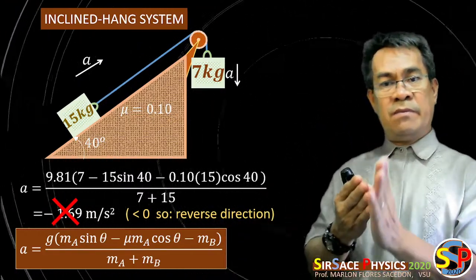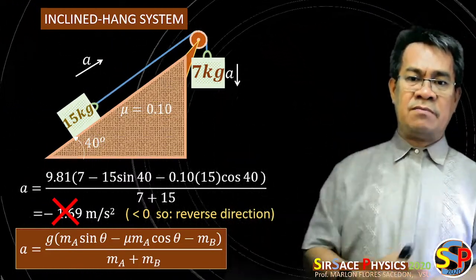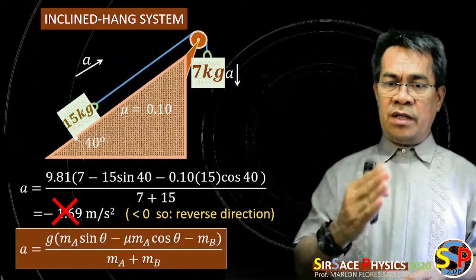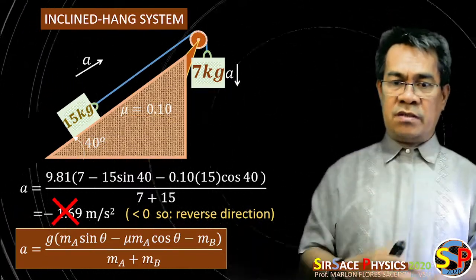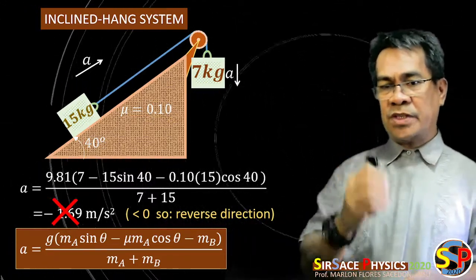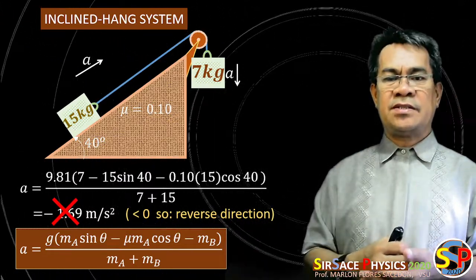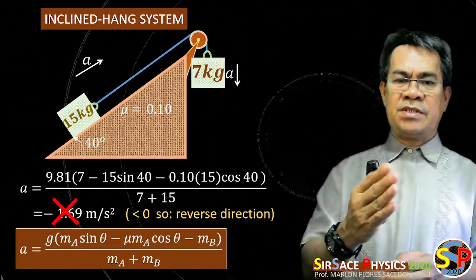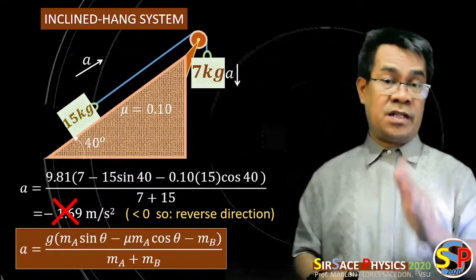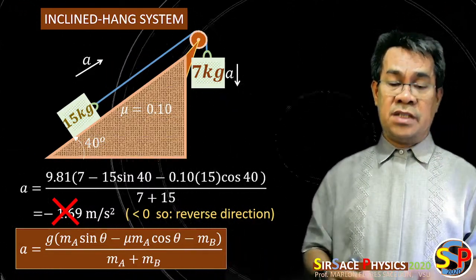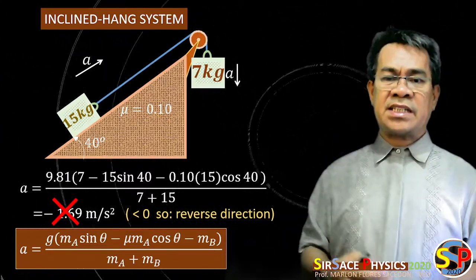Then the friction, remember, is against the motion, reversed, because friction is always negative. So friction is mu m_A g cosine theta. Remember, g will be distributed to the grouping symbol, so it becomes a force, a frictional force, so it is negative. Then minus m_B times g, the weight of the 7 kilograms or the hanging object. So this is now the revised formula, and it is always divided by the sum of the masses.